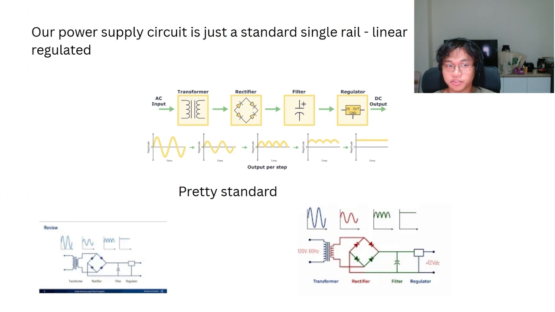And we chose to use a standard linear regulated power supply for the power supply. It's single rail. And why we chose this is because it's kind of the simplest and easiest to implement, there's only one regulator, and it just makes everything easier to calculate as well and easier to implement.